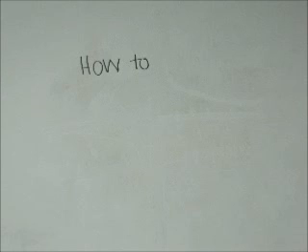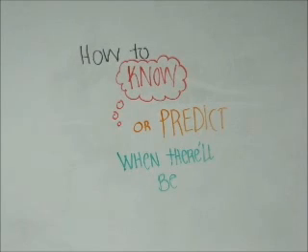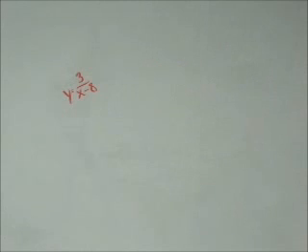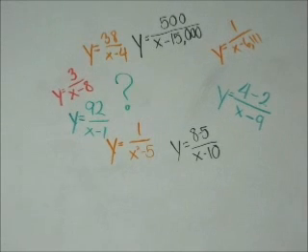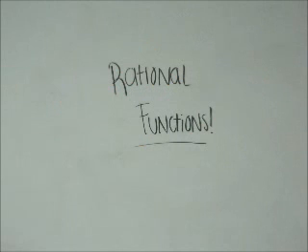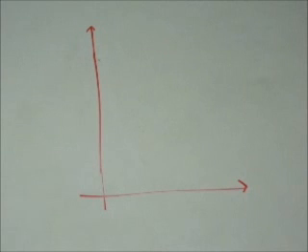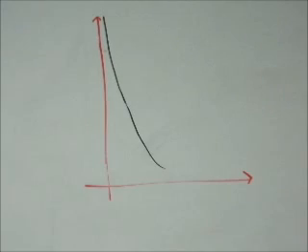One last thing. Now, how do we know or predict when there will be asymptotes? Now, look at all these equations. What do they all have in common? They're all rational functions. So now you know. Whenever you see a rational function, you'll always know there's an asymptote.